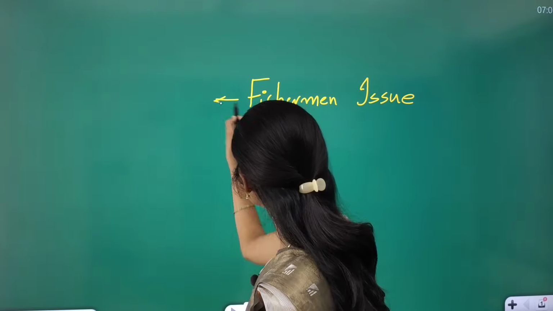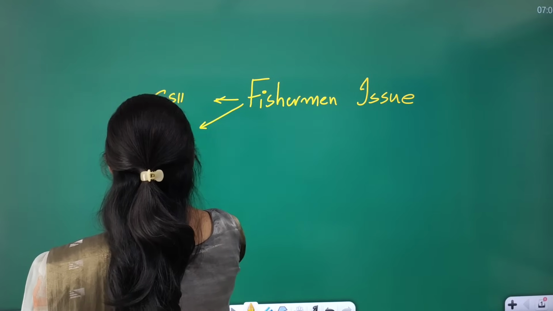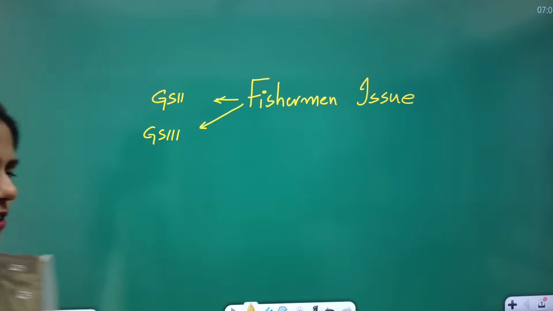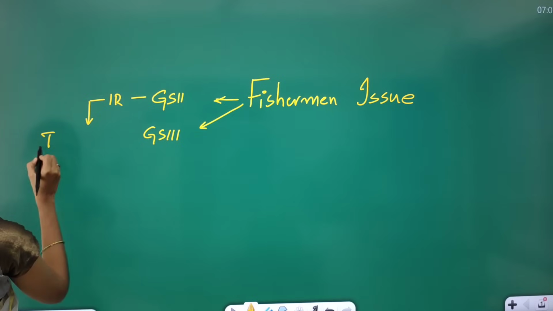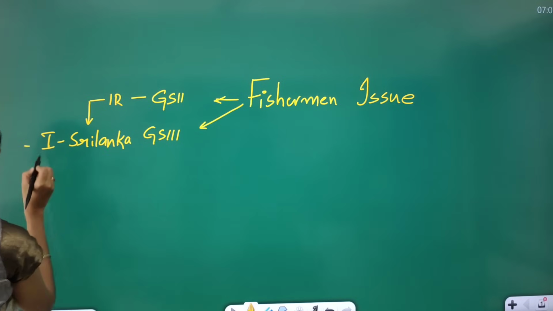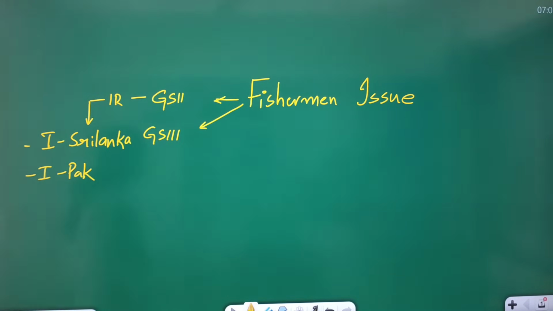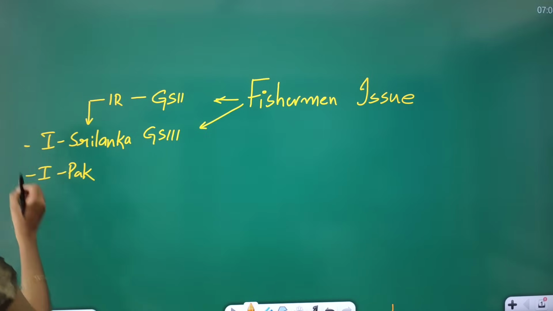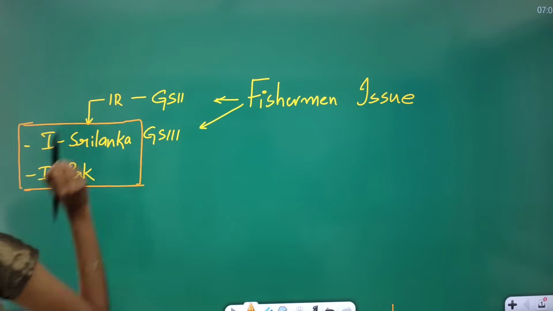So this article is important from your GS paper 2, and we can even connect it with GS paper 3. In GS paper 2 we have international relations, and here we will be studying India-Sri Lanka relations and also India-Pakistan relations. Between India and Sri Lanka, and between India and Pakistan, we have this issue called the fishermen issue. So it is very important. The fishermen issue is seen between India and Sri Lanka, as well as India and Pakistan.